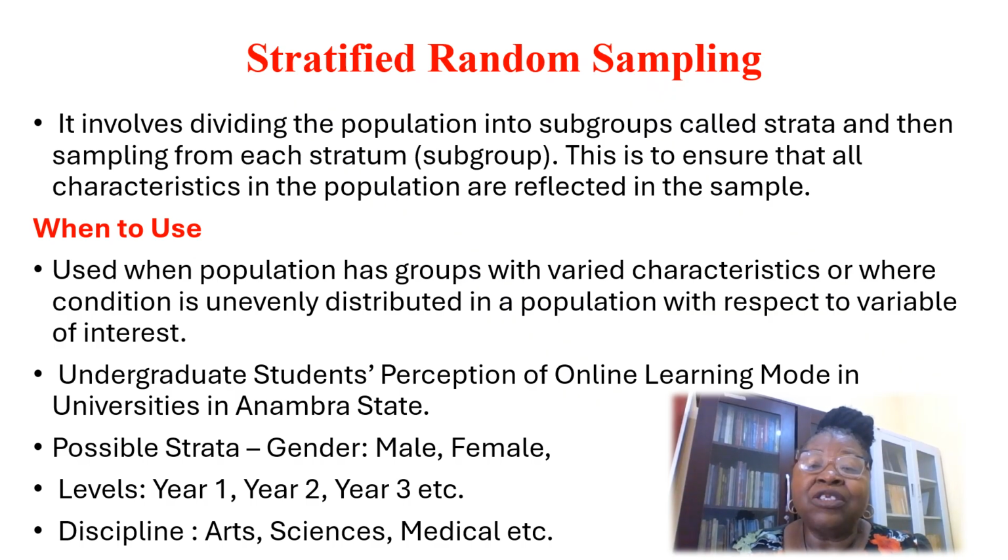If we use the topic undergraduate students' perception of online teaching in Anambra State, if the researcher thinks that level of students is a factor, they can simply stratify according to levels. You can also stratify according to gender. We have male and female. Here you stratify according to levels. Then the levels will be year 1, year 2, year 3, year 4, as the case may be.